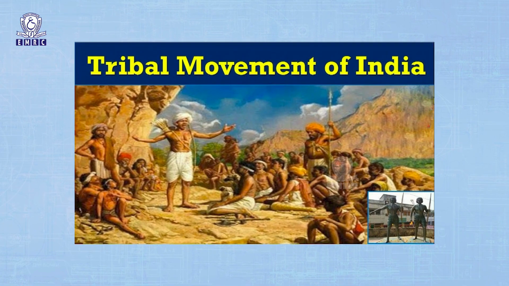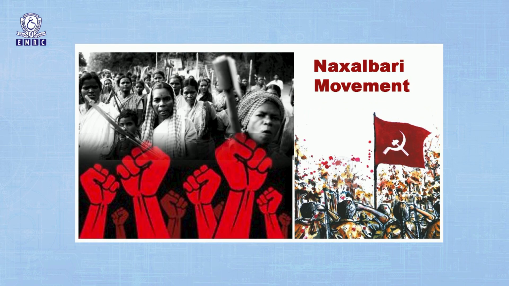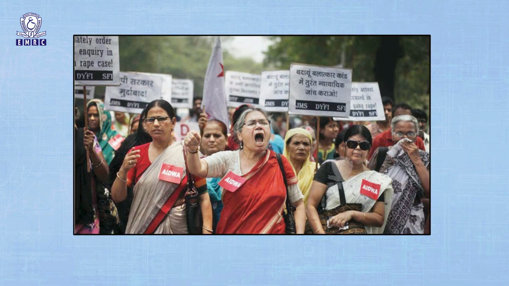Till the British period, the orientation of social movements was religious, but after independence, the new situation that emerged led to a divergence in the targets of attack, like political authority, economic exploitation, cultural domination, male domination and humiliation of women and so forth. This led to the proliferation of diverse movements. Some of the movements were the tribal movements, peasant movements, Naxalbari movement, religious movements, backward caste movements, women's movements, etc.